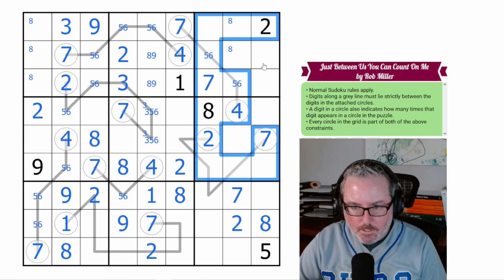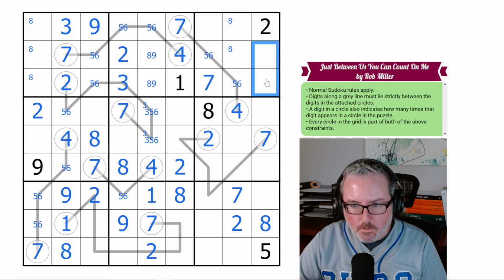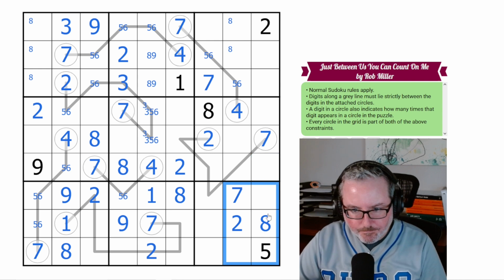So we have an X-wing in 9. So one of these and one of these has to be 9. No matter where we put our 9 up in here, it's going to force the other. If this is a 9, then this would be a 9. If one of these was a 9, this would be a 9. So we always have an instance where we have a 9 in this row, this column, and a 9 in this column between those two. So therefore, none of these can be 9.